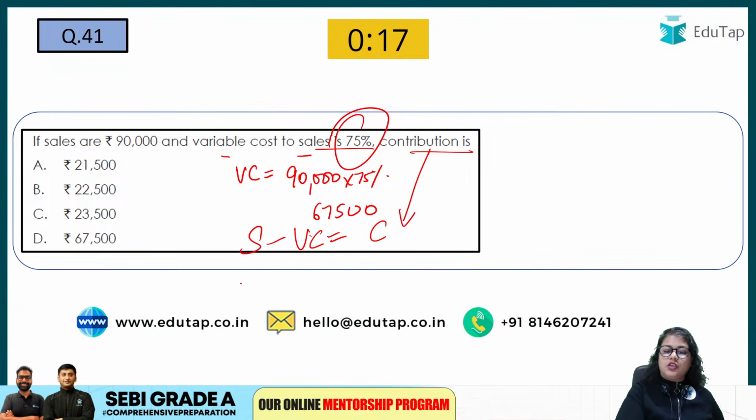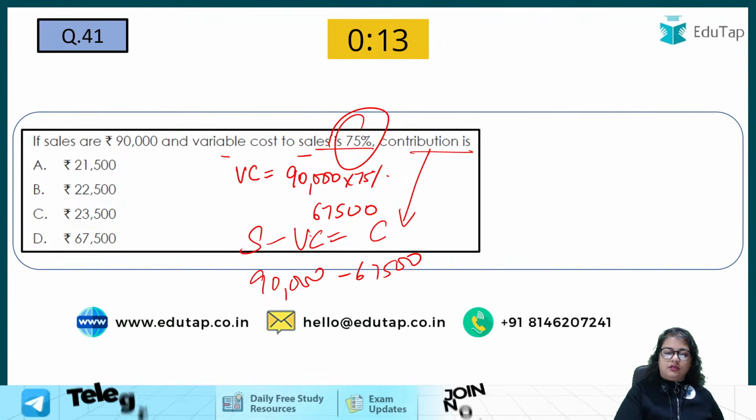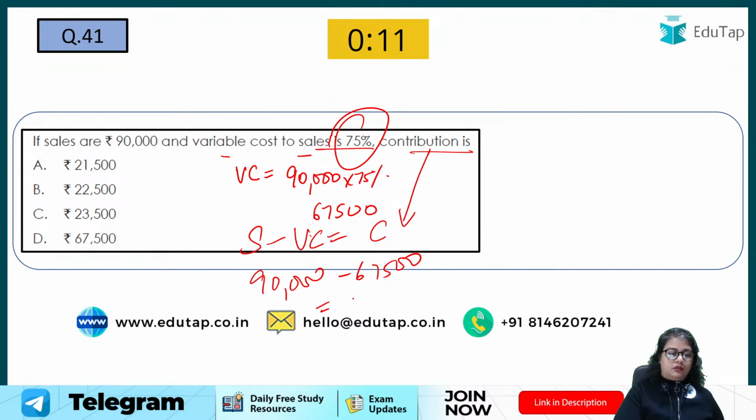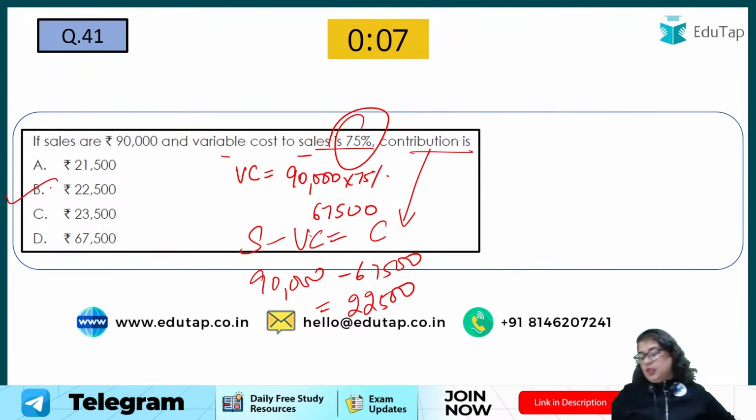So sales minus variable cost will give you contribution. So that will be how much? 90,000 minus 67500, that is how much? 22,500. 22,500. Option B is the correct answer. There is one more method that you can see here.